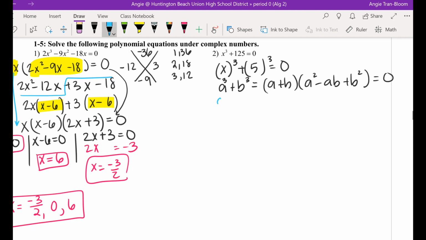In your problem, your a is actually x and your b is 5. So we just have to fill it out. Here we go.